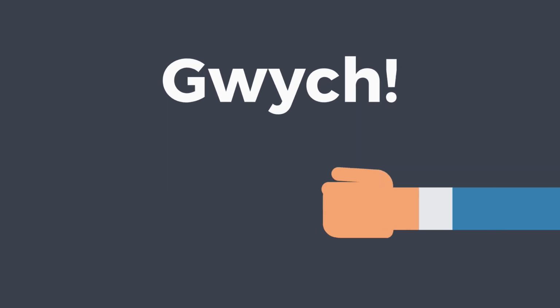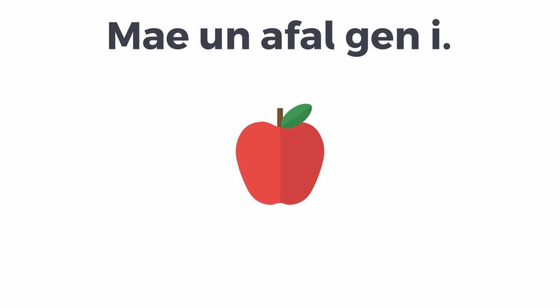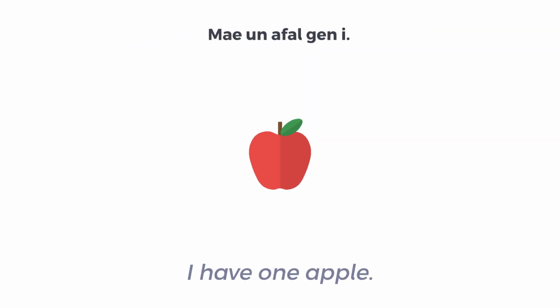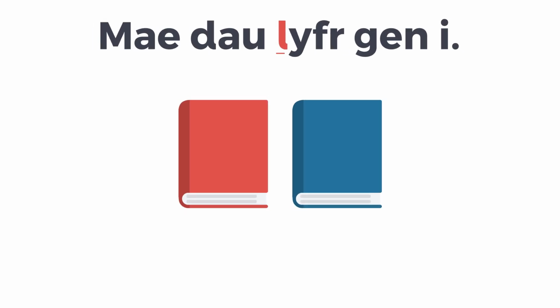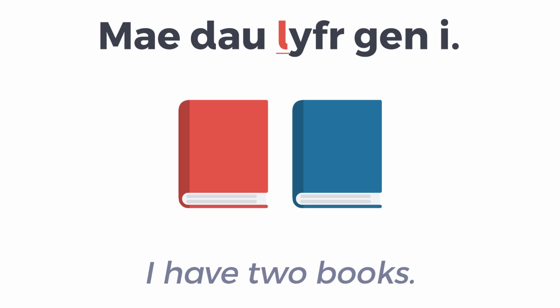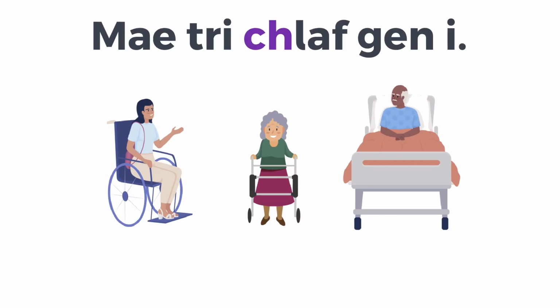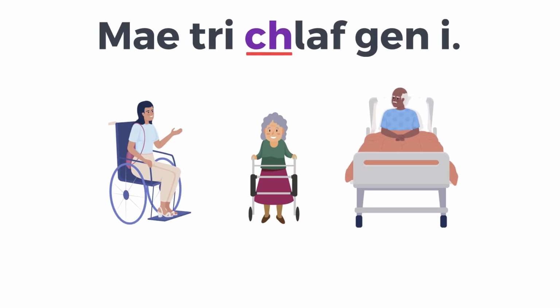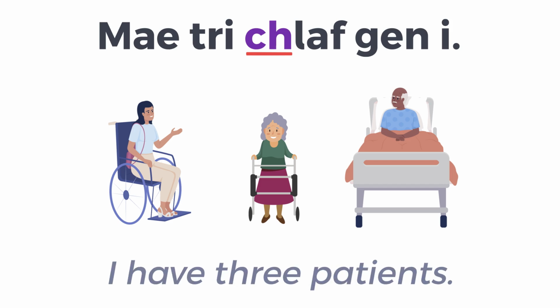Rwan, to answer the questions, dan ni'n medru dweud, we can say, mae un afal gen i. I have one apple. Mae dau lyfr gen i. I have two books. Mae tri chlaf gen i. I have 3 patients.